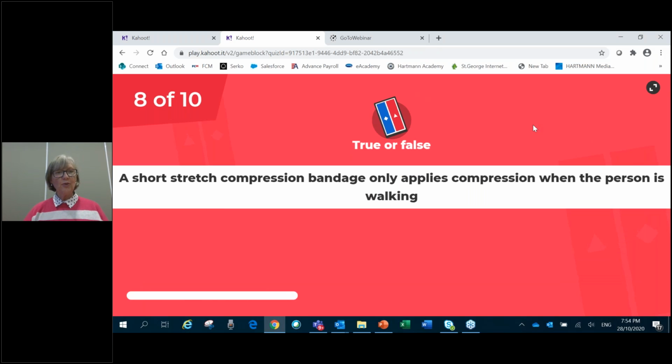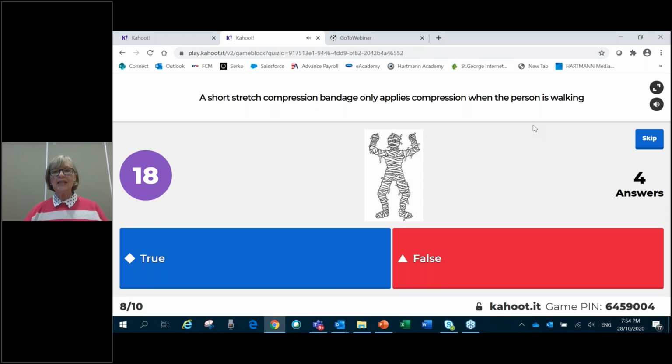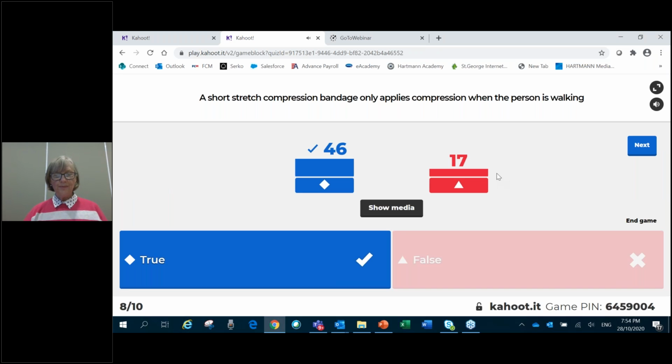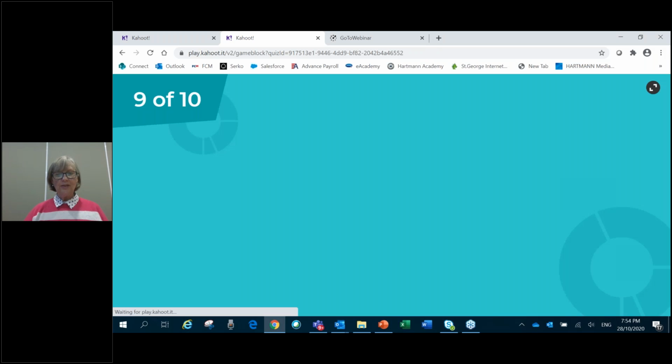All right, now this is true or false. A short stretch compression bandage only applies compression when the person is walking. So short stretch, true or false? Come on, those last 5 people. Quick, quick, quick. True. A short stretch compression bandage is only applying pressure when they're using their calf muscle pump and walking. That's correct. So true. Well done.